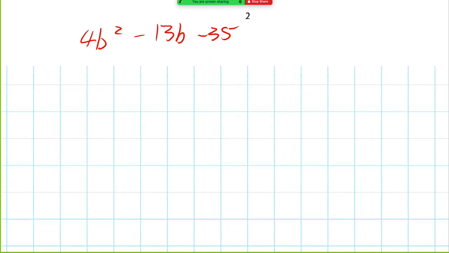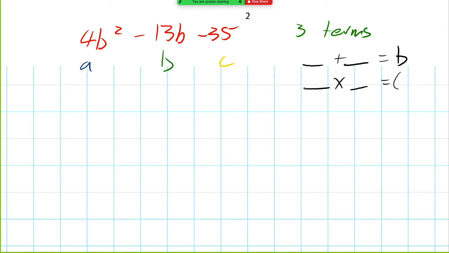I have a trinomial. So this has 3 terms. And because it has 3 terms, there's a couple different ways we can go through factoring. One of them is to label them as a, a B term, and a C term. And what we're going to look for is 2 values that add to the B term, and those same 2 values are going to multiply to whatever the A times the C term is.